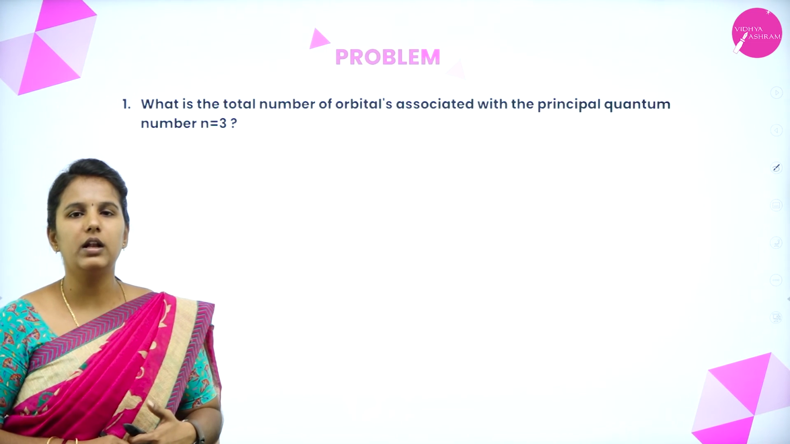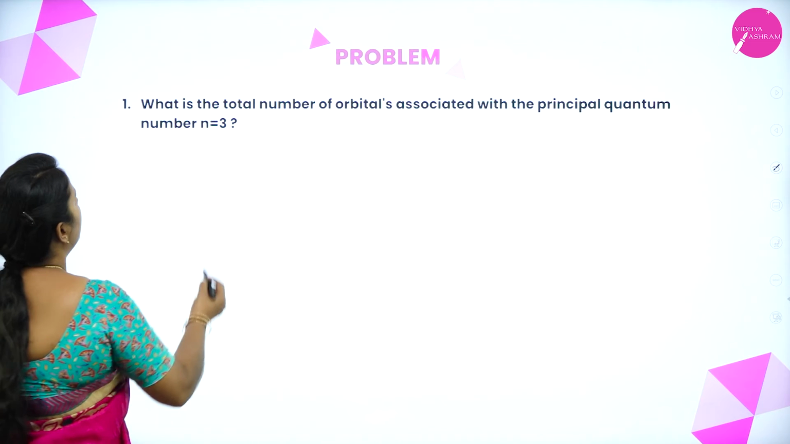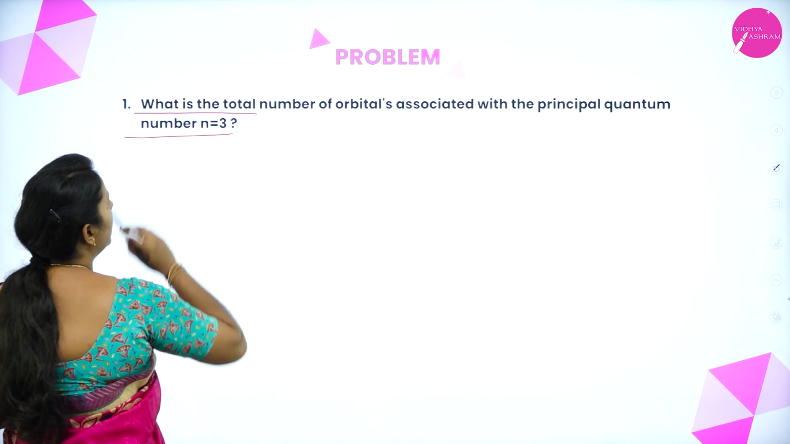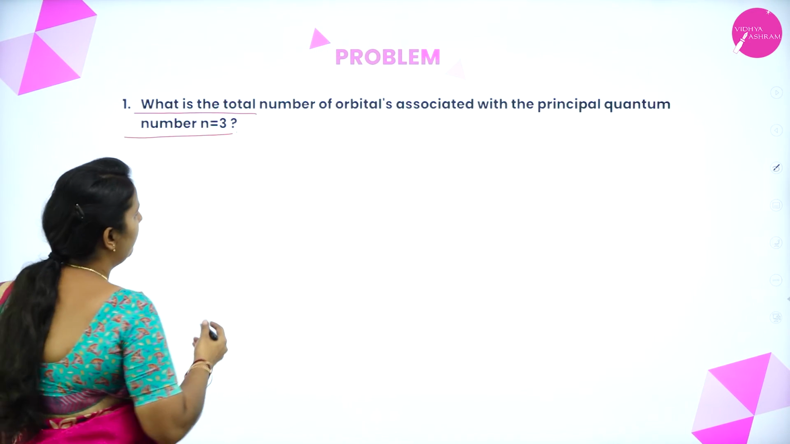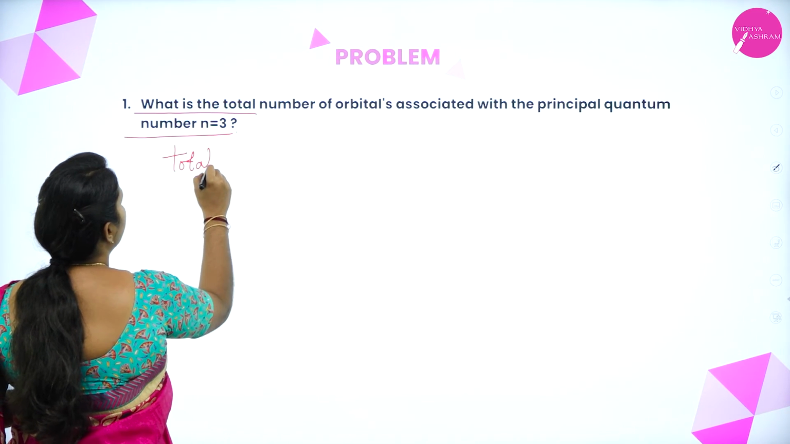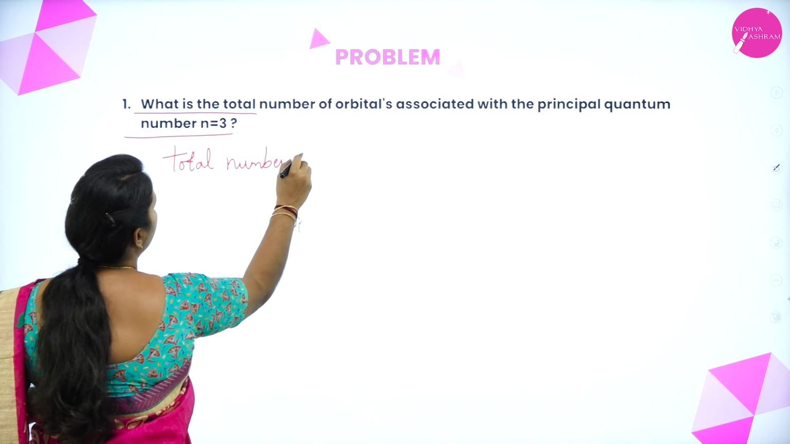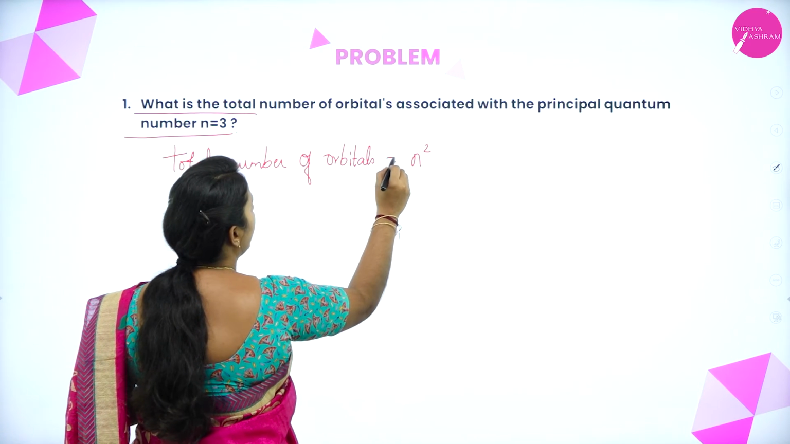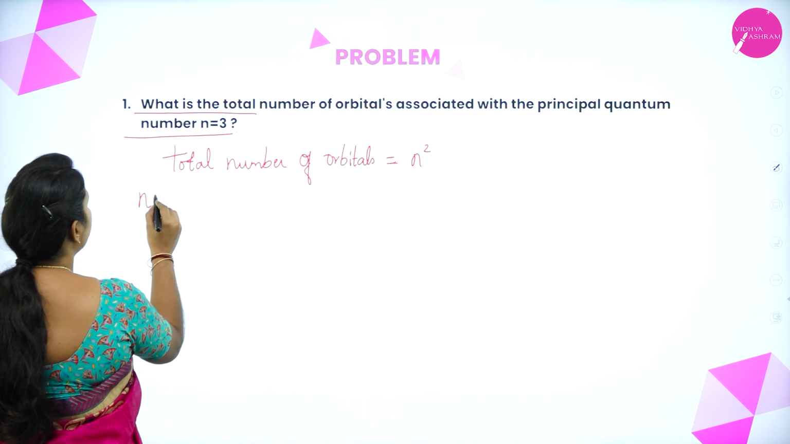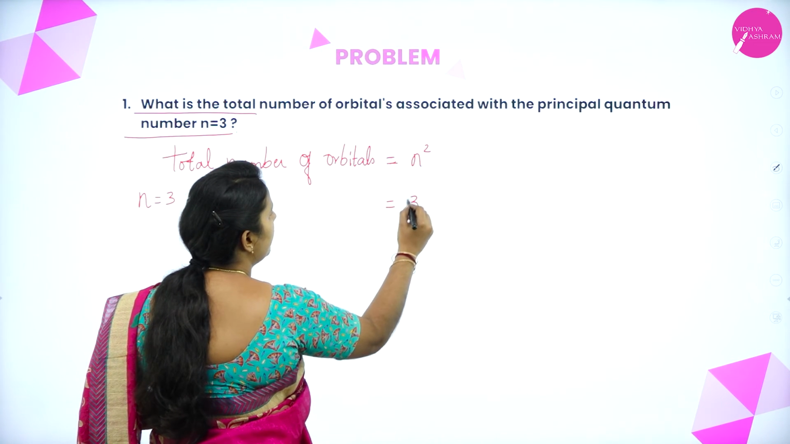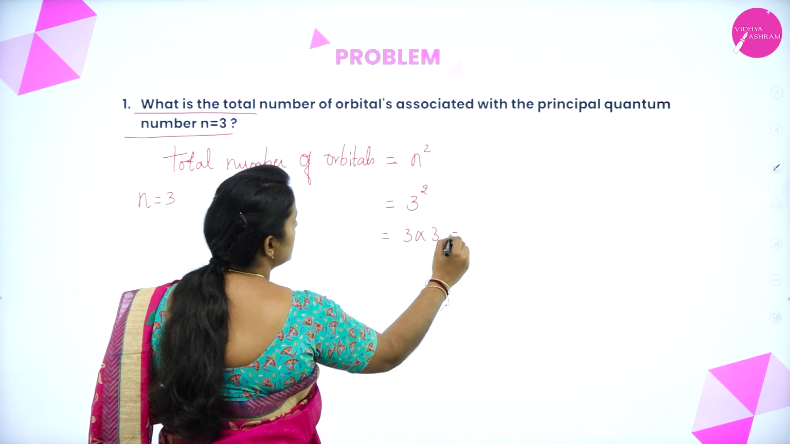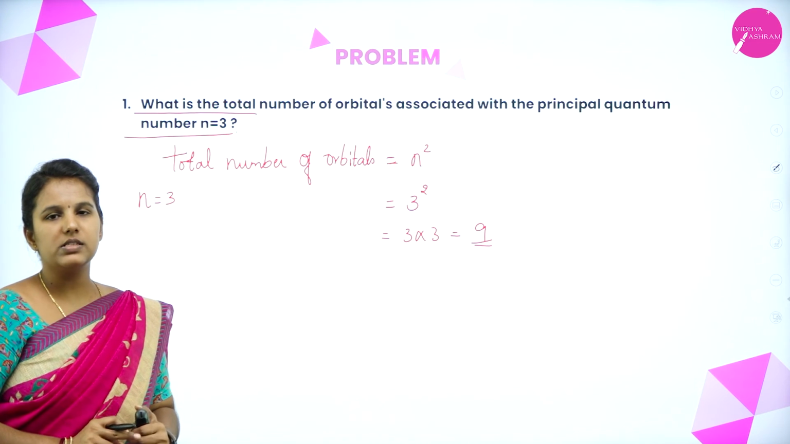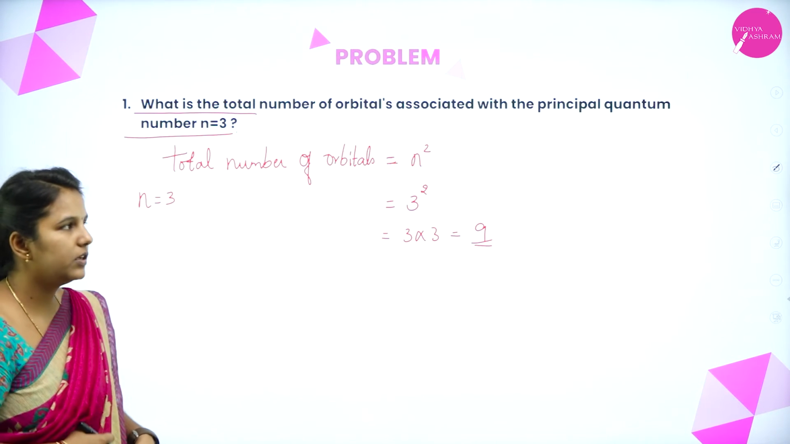Let's see how to solve this numerical based upon the quantum numbers. What is the total number of orbitals associated with the principal quantum number 3? Here we need to calculate the total number of orbitals. We have understood that the total number of orbitals is given by the formula n square, where n is given, that is 3. If you apply the value of n here, it becomes 3 into 3. So the total number of orbitals with the principal quantum number 3 is 9.